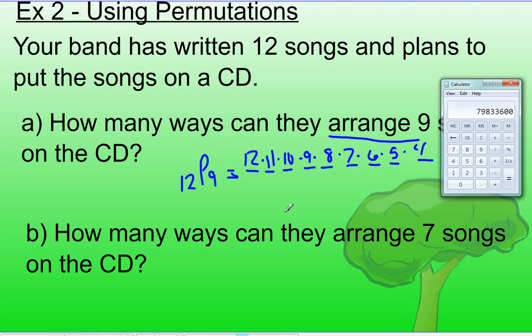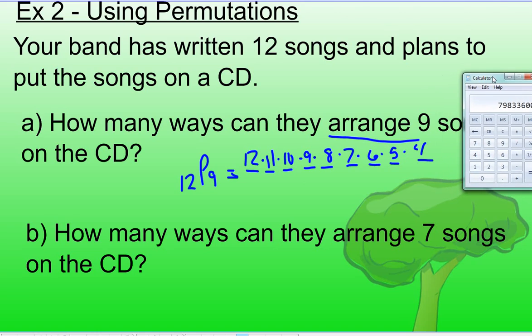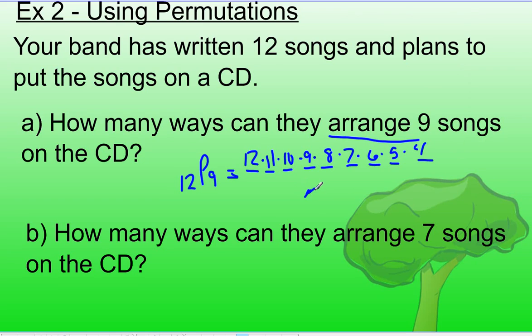Now, I just quickly paused the video and pulled up a calculator, because it's more than I want to do in my head or on paper. When I multiplied it out, I got 79,833,600. So 79 million, 833,600 different ways. So think about that. For just putting 9 songs on the CD out of 12, there's almost 80 million different orders of 9 songs on that CD. Most people wouldn't think there'd be nearly that many.